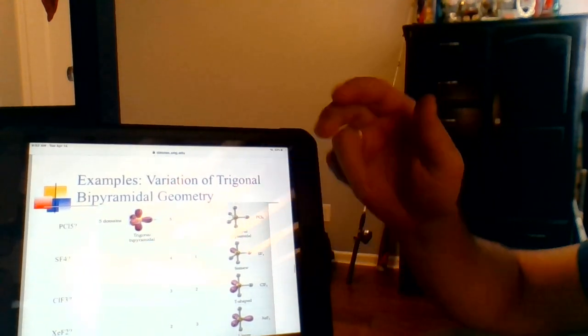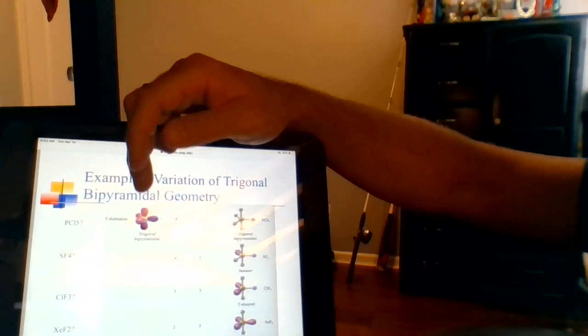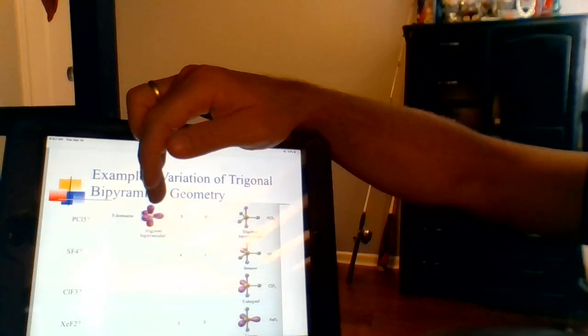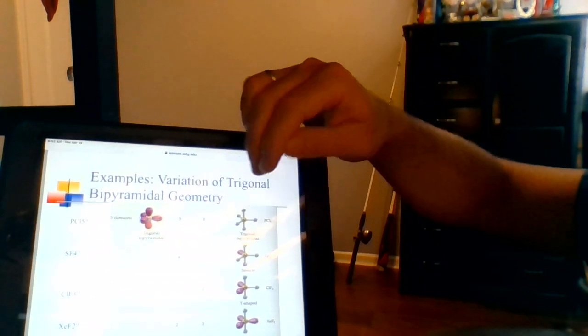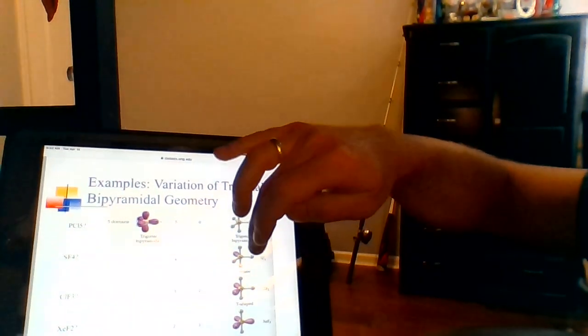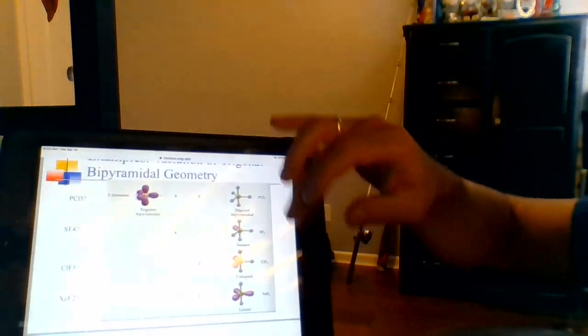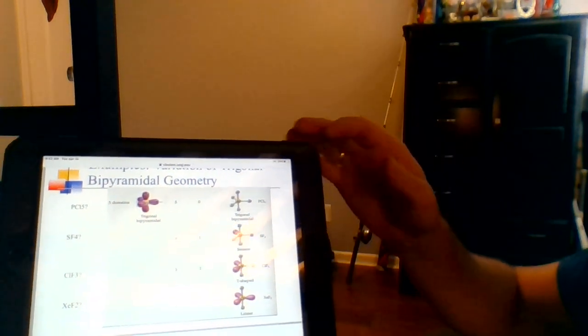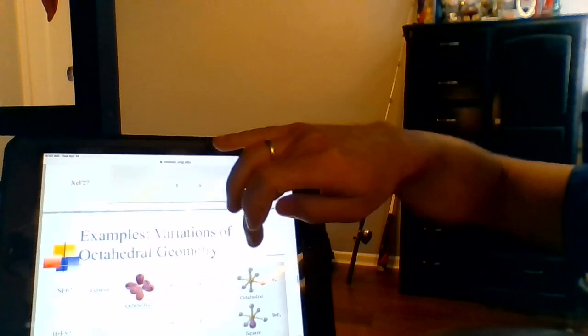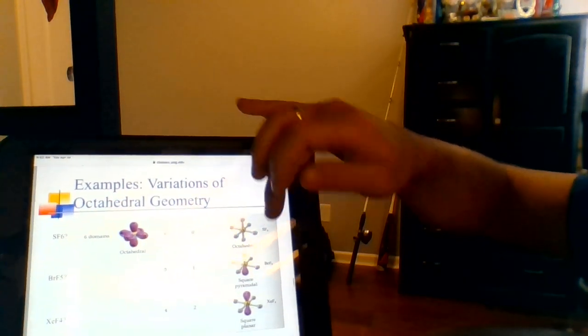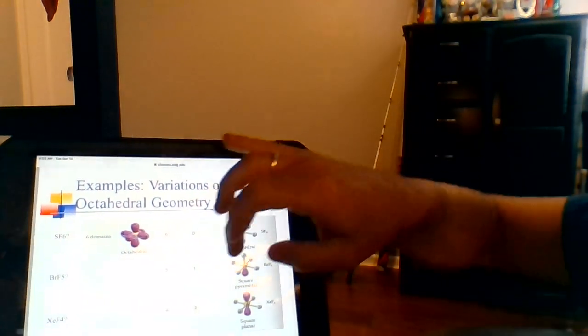For 5, the electron geometry is trigonal bipyramidal. But as I vary the number of lone pairs, trigonal bipyramidal, seesaw, T-shaped, and linear are the possible shapes that I can get from that. And then finally for 6, again, there are several shapes I can get, so you have to learn those.